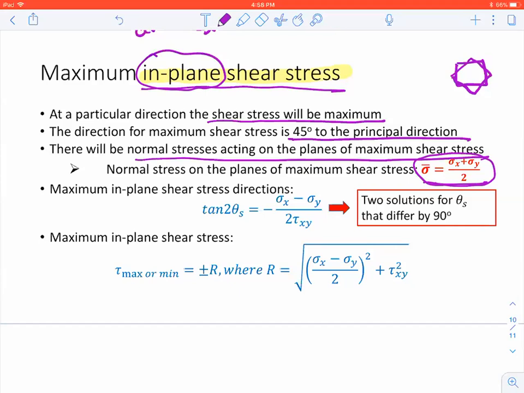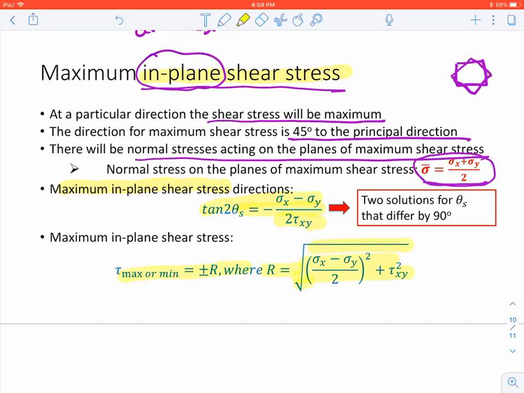Now, how do I know at which location I'm going to see maximum in-plane shear stress? This is the equation that you're going to be using. Again, you will end up with 2 solutions. The 2 solutions will again differ by 90 degrees. And the maximum shear stress value you will obtain by using this equation, plus minus R. R you can get from here.